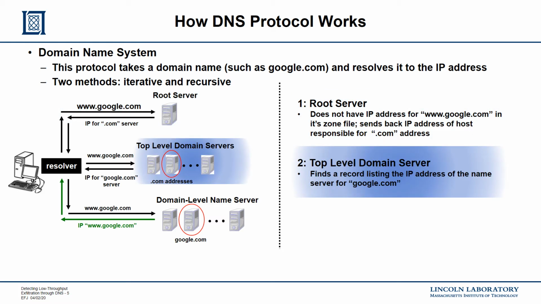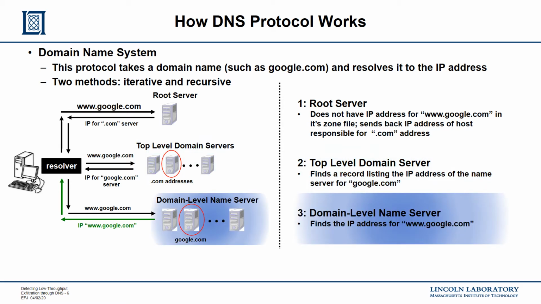The DNS resolver takes that IP address and goes to the top-level domain server responsible for .com, and that top-level domain server knows the IP address of the server responsible for google.com, so it sends that IP address back to the DNS resolver. Finally, the DNS resolver goes to the domain level name server responsible for google.com, and that server sends back the IP address for www.google.com.